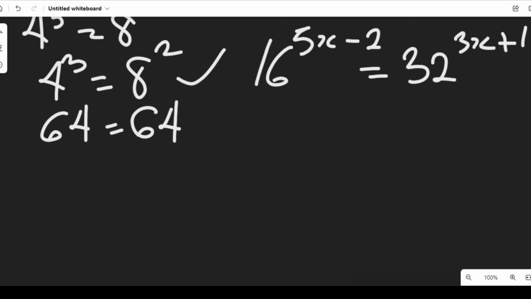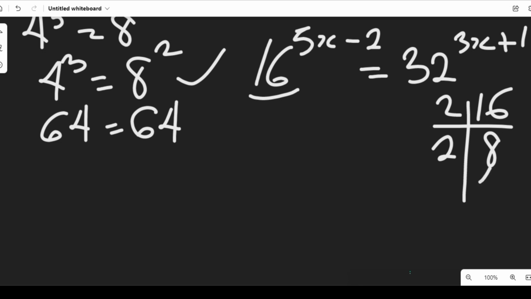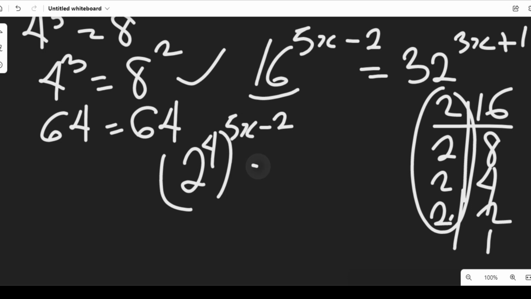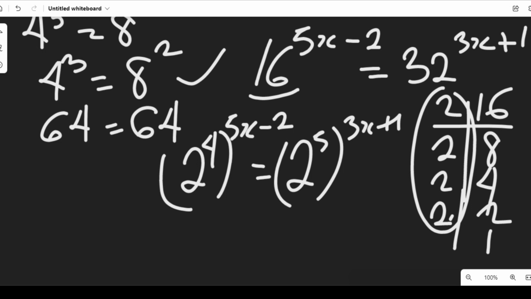Now let's go. If you have 16, 16 divided by 2 will give you 8, divided by 2 gives 4, divided by 2 gives 2, and then divided by 2 gives 1. So we'll have 2 raised to power 4. That means our 16 will be 2 raised to power 4 raised to power 5x minus 2. And that will be equal to 32, which is 2 raised to power 5 raised to power 3x plus 1. So we'll simplify this.